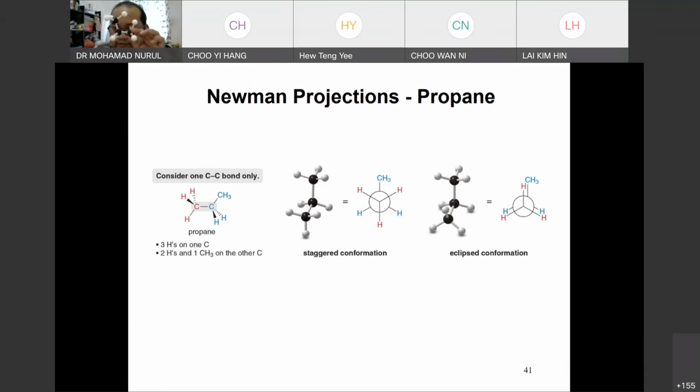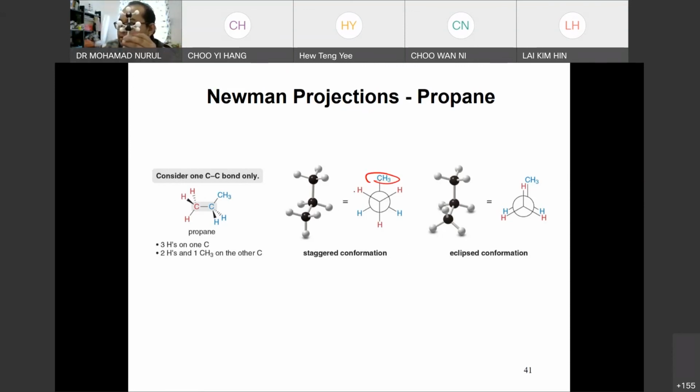Okay, this is propane. If we draw it like this, and draw the staggered conformation, we have CH3 on the top, which is here at the back. So we have a Y shape for the methyl here.